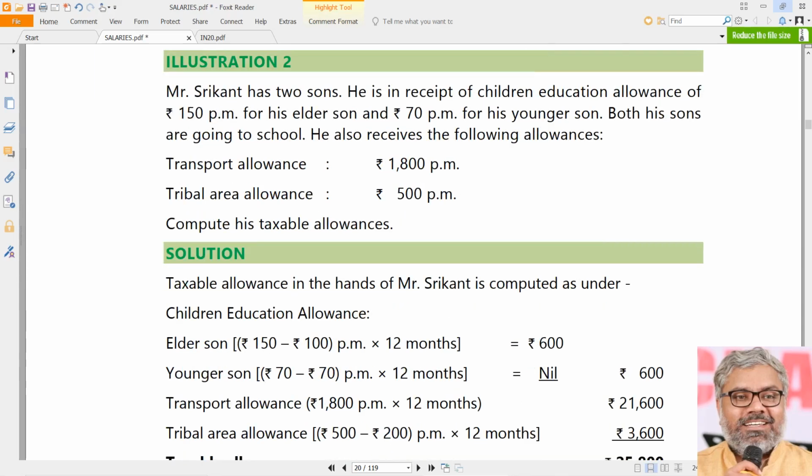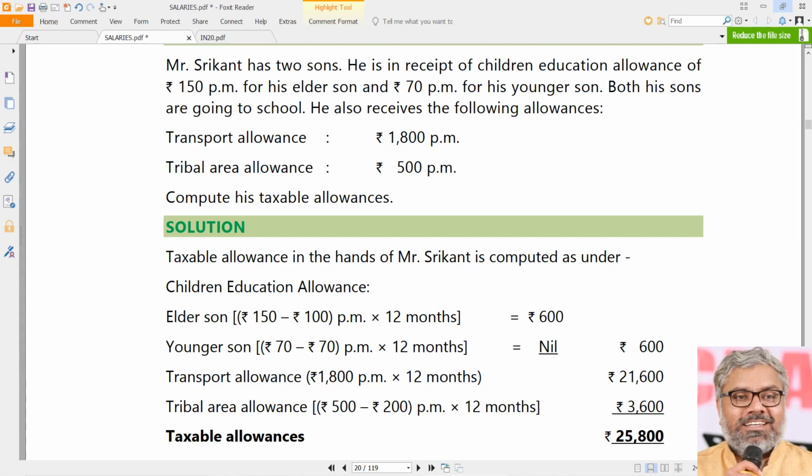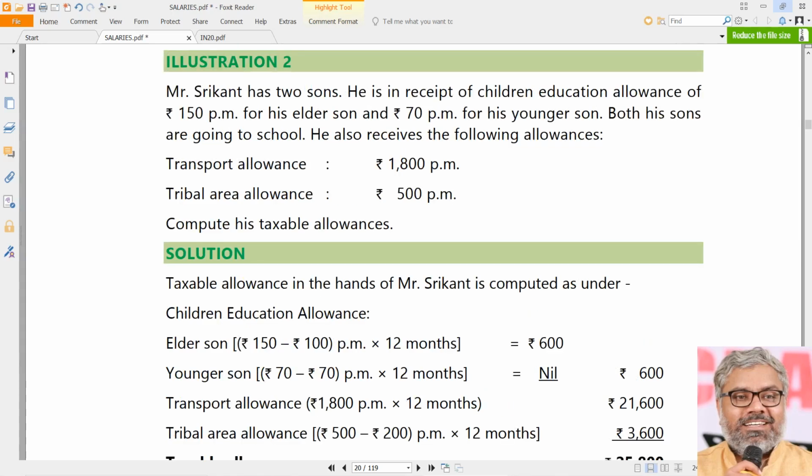So one by one you can take it. First, children education allowance. What the mistake sometimes people might do is they will do 150 plus 70, 220. In that 200 is exempt because 2 children he has. No, not like that. It has to be calculated child wise. For that purpose, this question is given. MCQ type of question can be asked like this. Exemption has to be given child wise.